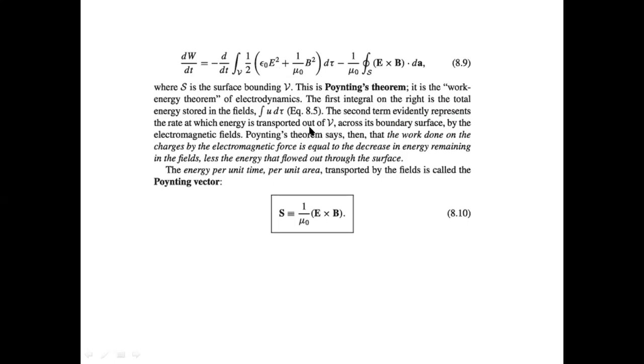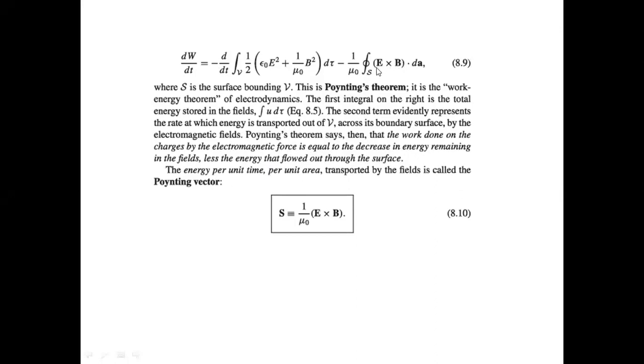represents the rate at which energy is transported out of V across its boundary surface. So this term talks about how much energy is going out of the surface S. And so now the Poynting theorem reads that the work done on the charges, right? So here, as I told you, this is the work energy theorem. So you can see what the Poynting theorem means. The work done on the charges by the electromagnetic force is equal to the decrease in the energy remaining in the field. So here you can see that the negative sign indicates that the energy is decreasing, decrease in energy remaining in the fields. Less than, so again you have a minus sign, the energy that flowed out through the surface. So from this surface some energy is flowing out, that is the Poynting vector.